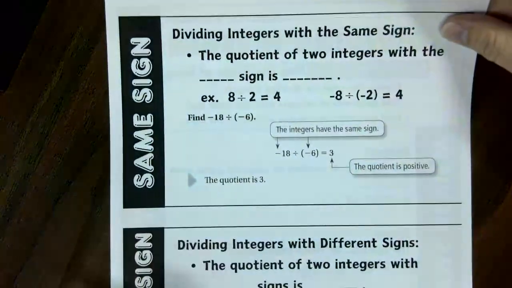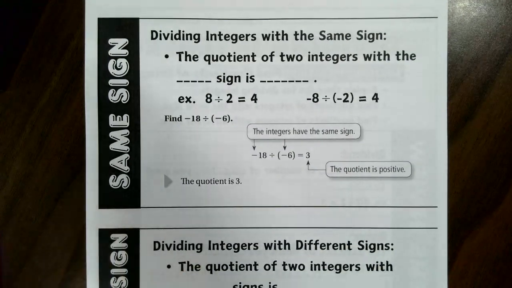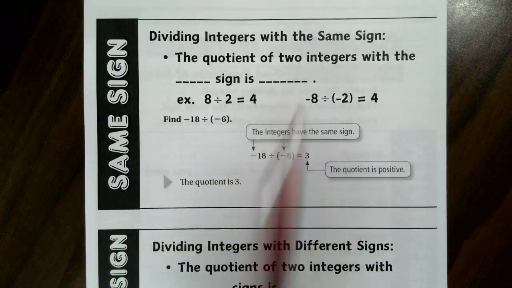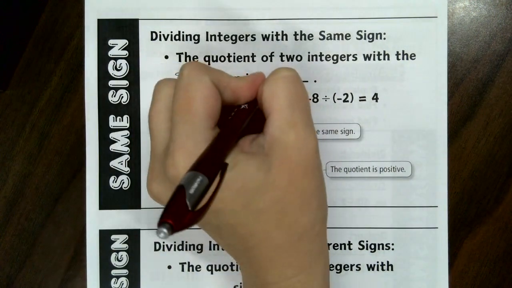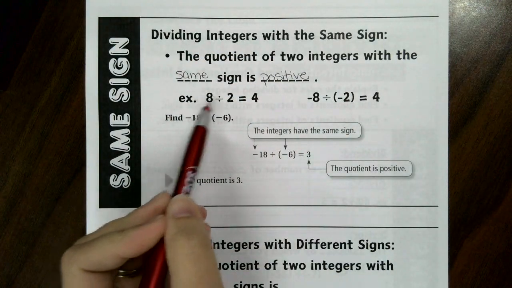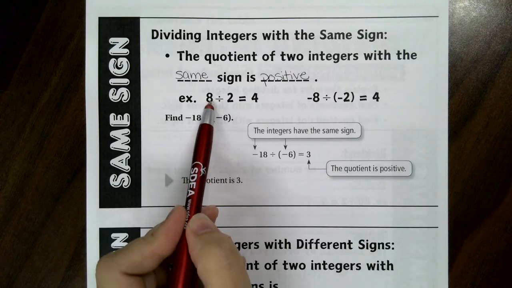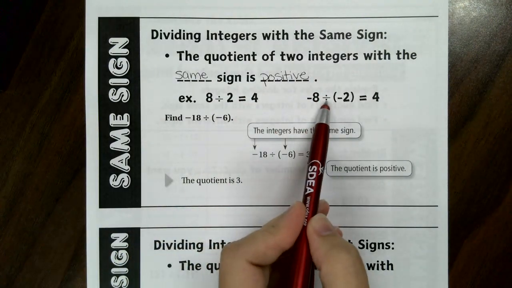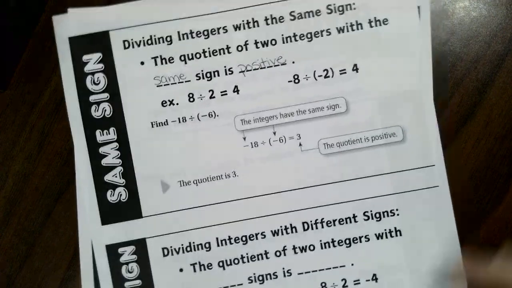All right, let's look at the other side. All right, same sign rule, different sign rule again. So same sign, dividing integers with the same sign. So the quotient of two integers with the same sign is positive. Okay, same thing that we're going to do here is what we did with multiplication. Okay, if they share the same sign, 8 divided by 2 equals 4. Negative 8 divided by negative 2 also equals 4. Okay, super simple concept. If you remember it from multiplication, you'll be fine when you're dividing.